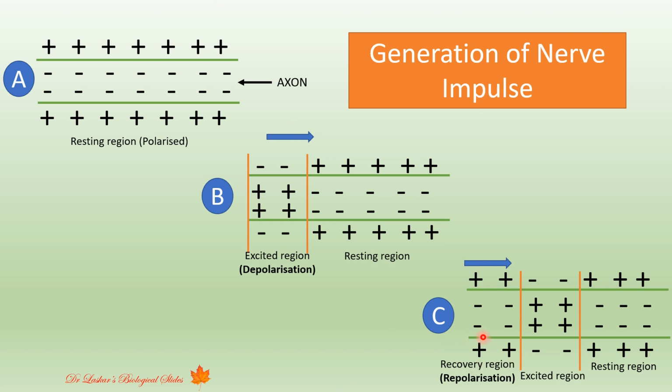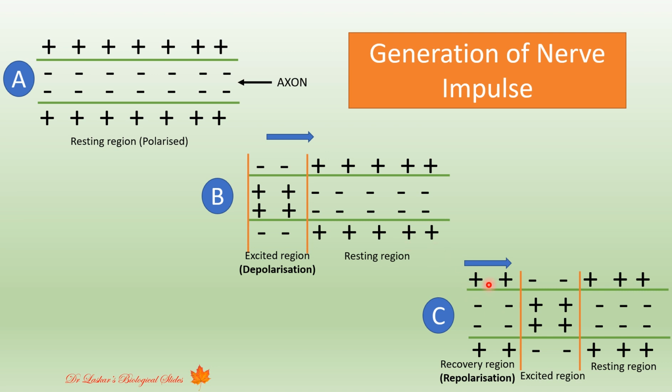During this interval, the nerve fiber recovers from the first stimulus and becomes ready for carrying another stimulus or another impulse. This recovery time from the depolarization state to the repolarization phase is called the refractory period.